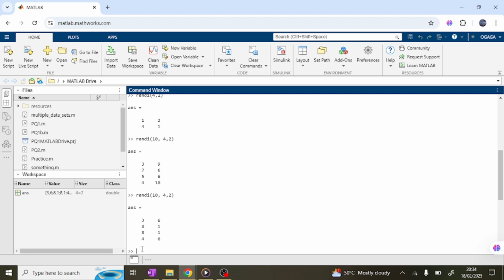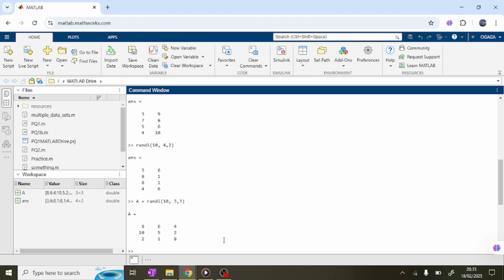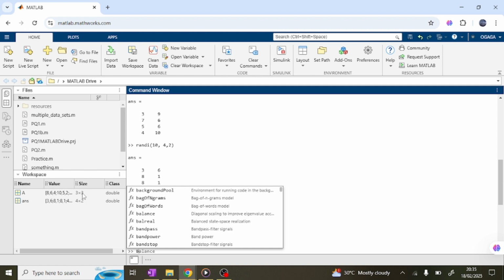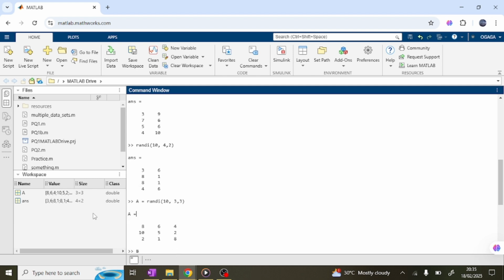So now let's assign this a name. Let's use rand I, still not more than 10, for A. Let's use a 3 by 3 matrix, because when you want to carry out addition and subtraction operations, the matrices you are dealing with should both be of the same size. So this is 3 by 3. That means our matrix B should also be 3 by 3.